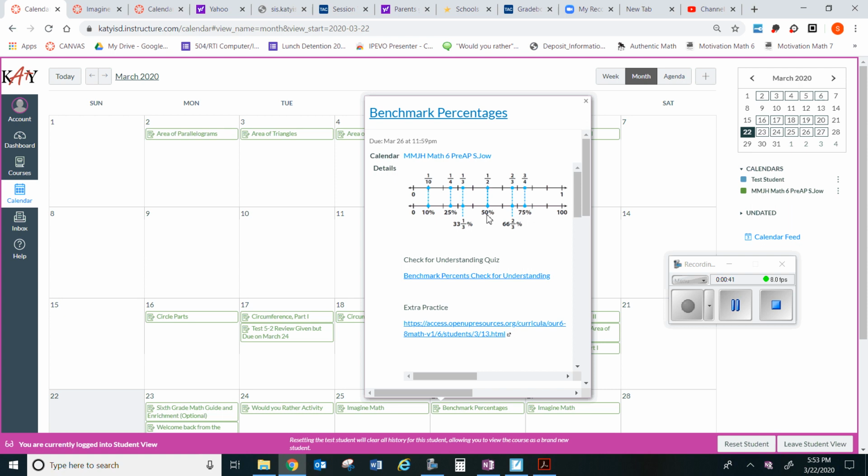How many halves or 50% go into 100%? Two times. So what's between 0% and 50%? 25% or 1/4. How many groups of 25% go into 100%? Four groups. How many fourths go into one whole? Four groups. So what about 75%? That is between 50% and 100%, or 3/4.